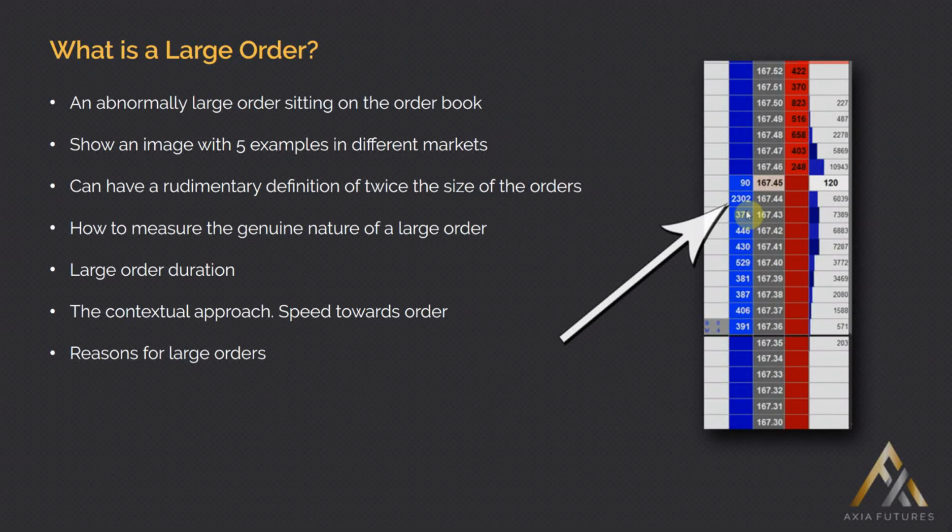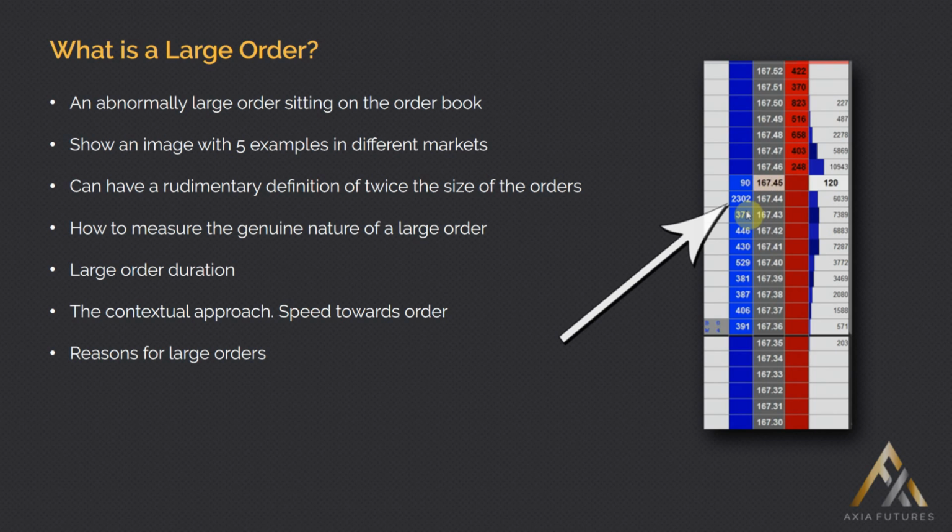Okay, now let's define what is a large order. A large order is an abnormally large order sitting on the order book. As you can see in the image, at 167.44, there's a 2,300 lot. If you look along the entire length of the buy side orders, there isn't an order greater than 600 lots. So this 2,300 lot is almost 4 times larger than any other order on the order book. So it sits out like a sore thumb. A large order always sits out like a sore thumb.